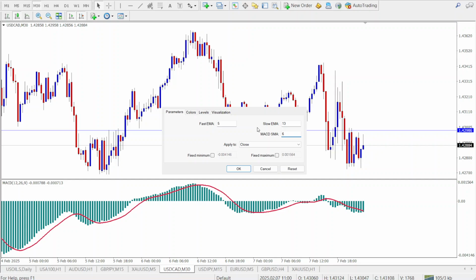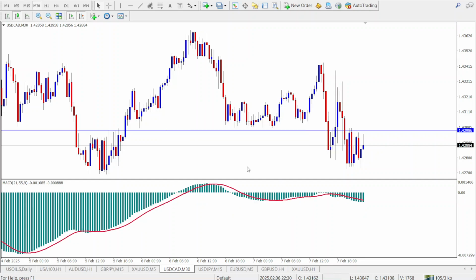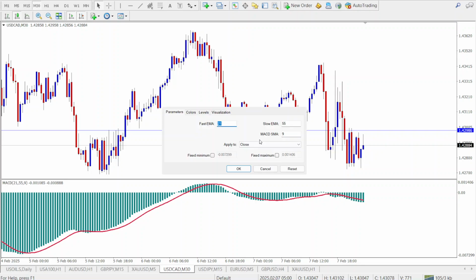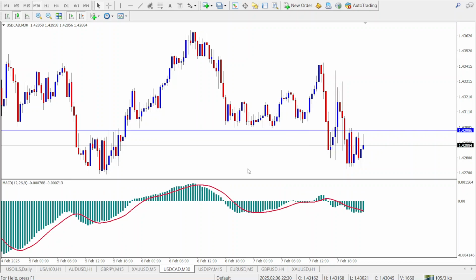Then if you are a swing trader, you can actually use 21, 55, and 9. This one is smoother. You can try it out. It's smoother and it reduces false signals for swing traders. Okay, but for this simple MACD strategy, we're just going to be using the defaults. Okay, we're going to stick with the default 12-26-9 because they provide a balanced mix of sensitivity and reliability.